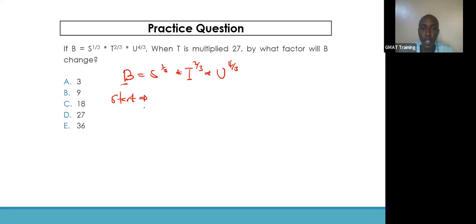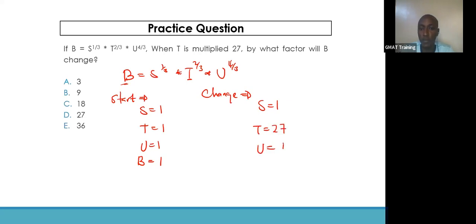We have the start being S is 1, T is 1, U is 1, then B will definitely be 1. I hope that's clear. Now let's have the change. The change comes in: T is multiplied by 27. S stays the same as 1. T is multiplied by 27, that's 1 times 27. U stays the same, no change.